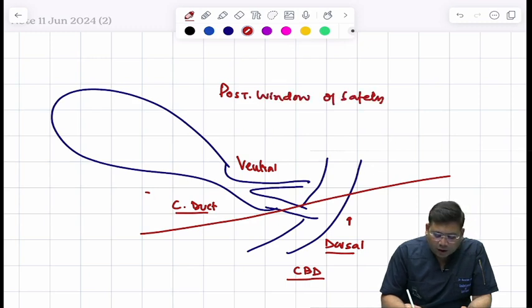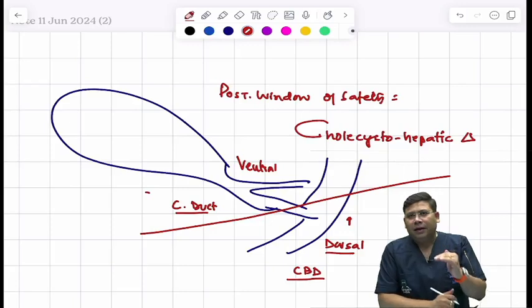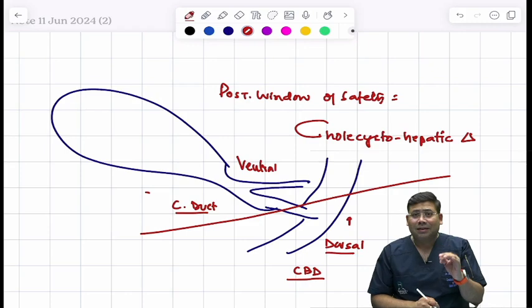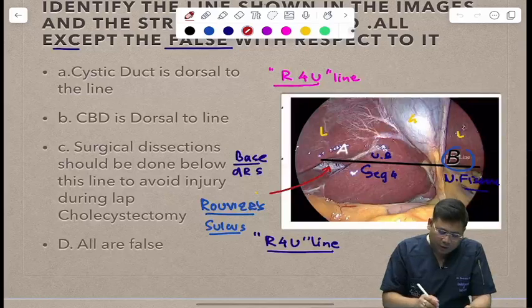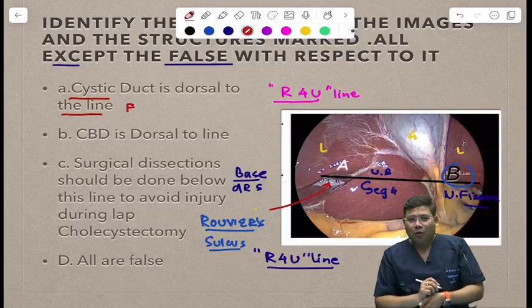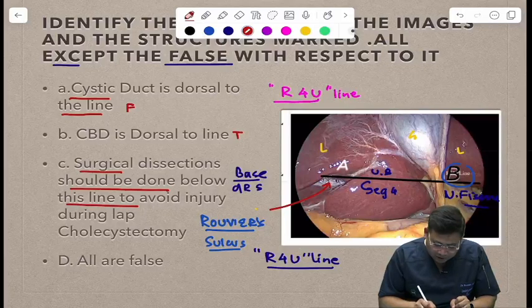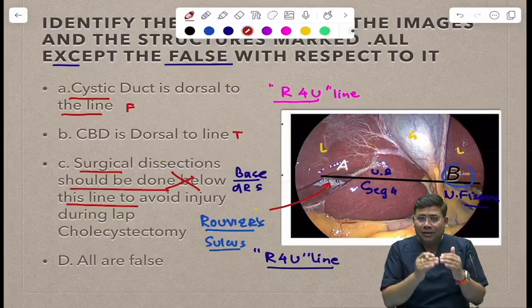The other name of the posterior window of safety is the cholecystohepatic triangle. It is not the Calot's triangle, it is the cholecystohepatic triangle. So rule number 1 is, we always need to stay ventral to this line, because ventral to this line we have the cystic structures. If you go dorsal to this line, injury of the CBD is bound to happen. So cystic duct is dorsal to the line, absolutely false. CBD is dorsal to the line, absolutely true. Surgical dissection should be done above this line to avoid the dangerous injuries that can happen.